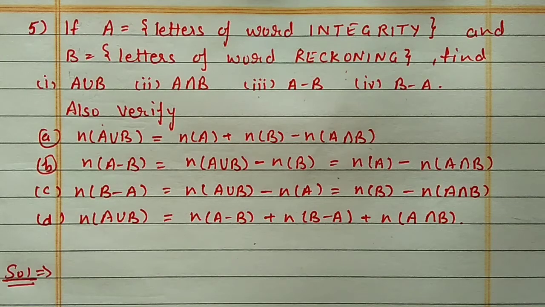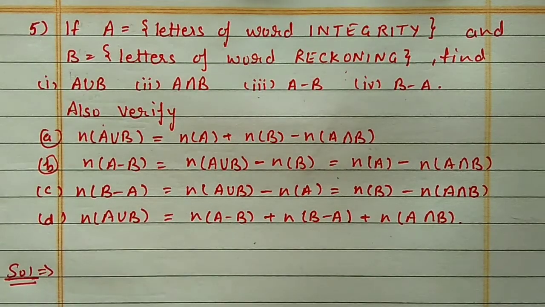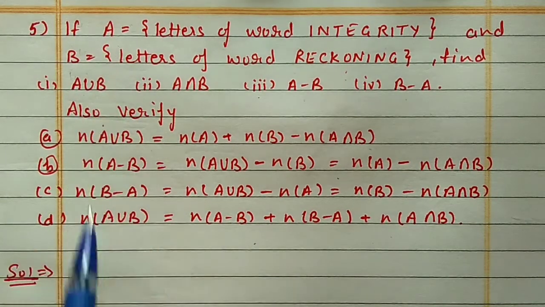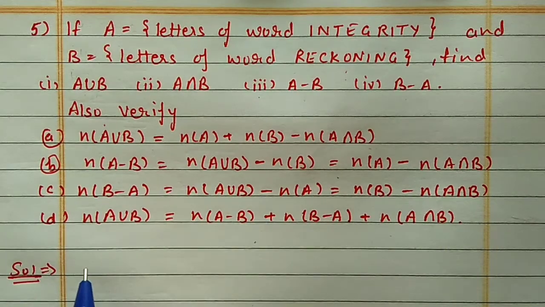Next, question number 5. If A equal to letters of word integrity and B equal to letters of word recocking, find A union B, A intersection B, A difference B and B difference A. And we have to verify these equations also. So first we will change this A and B into roster form.